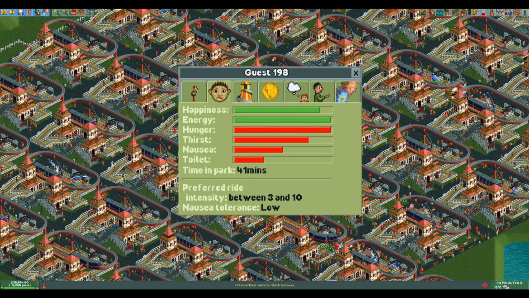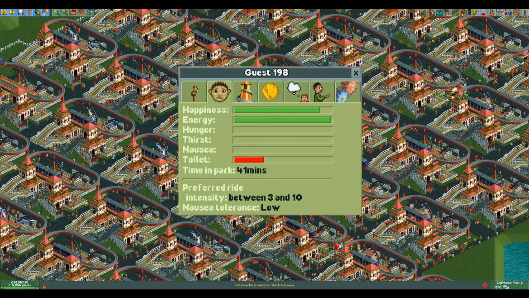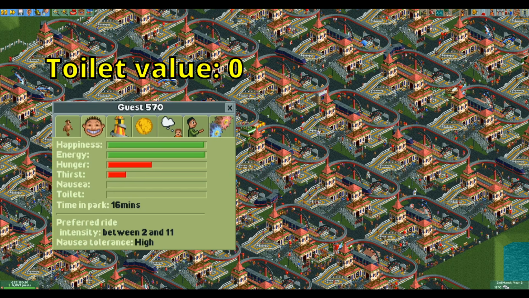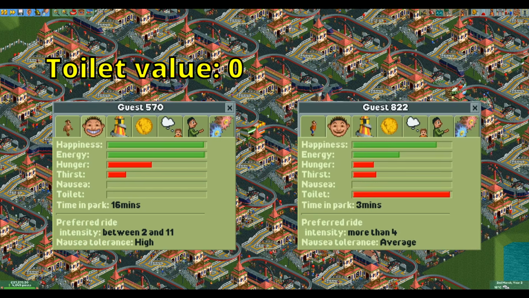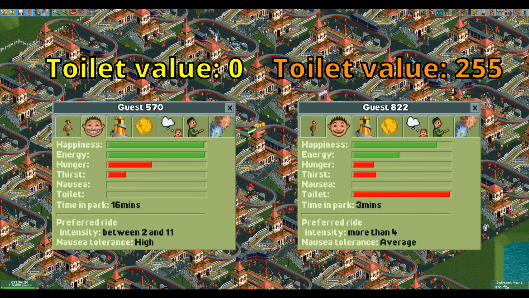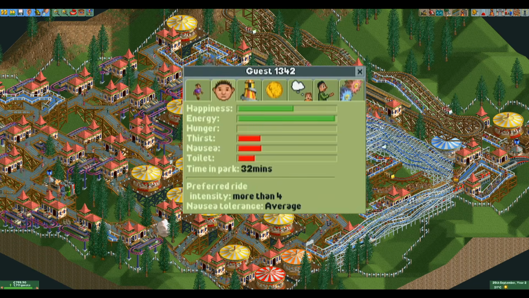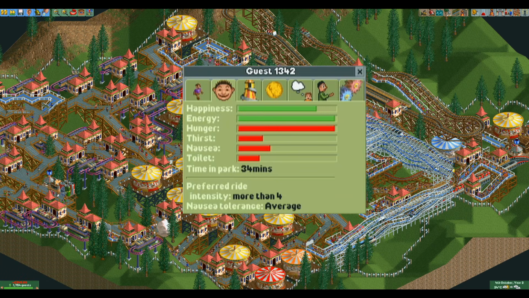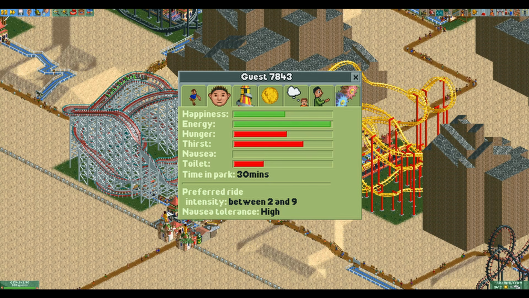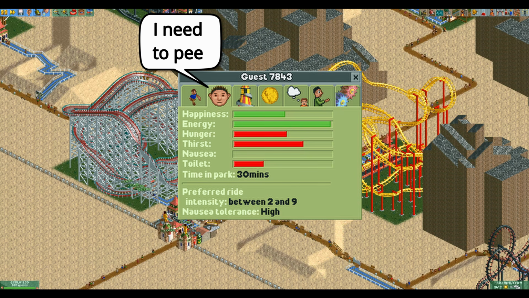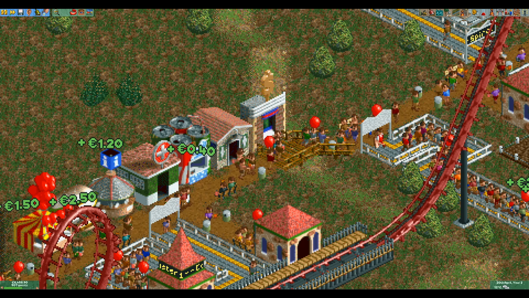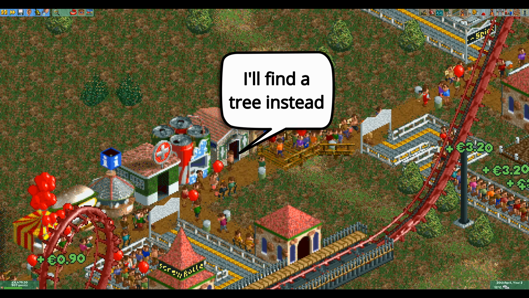First, let's talk about the toilet stat, which is represented by the bottom bar in this window. If it is empty, it has a value of 0, and if it is full, it has a value of 255. This value increases slowly over time when a guest is in a park and faster when they are drinking something. If this value is 70 or higher, which is about 27.5%, guests will want to go to the bathroom. When they get to the bathroom, they will see the price and then determine if they need to go badly enough to pay that price.